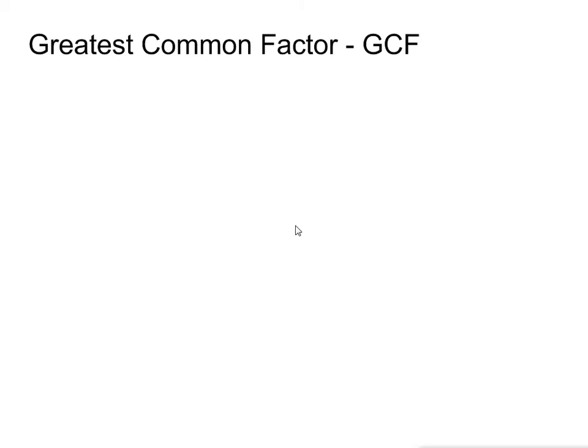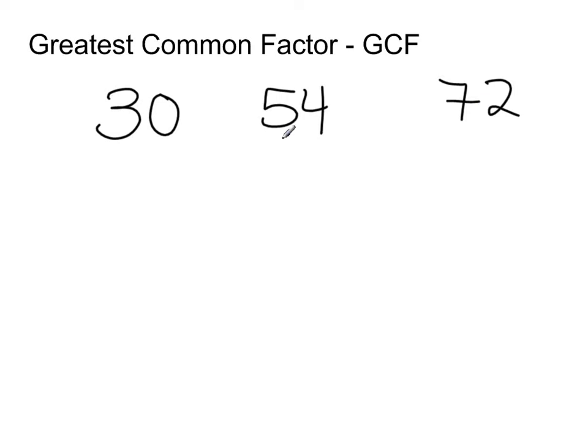Alright, hello again. In this lecture, we're going to learn about the greatest common factor, or the GCF. First thing we're going to start off with is some ugly numbers. We have 30, 54, and 72. In order to find the GCF, we can sometimes just look at the numbers and figure out what the GCF will be from them, or we can use a more concrete method by taking the prime factorization of each number. So, when we look at 30, we'll break it down into its prime factorization.